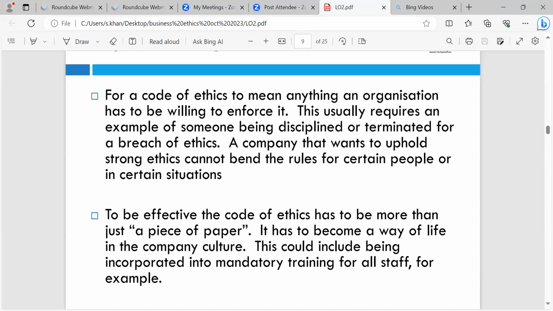Because the whole point of a code of ethics is looking at what your ethical views are, the way that the organization should be run. Not because it's a family member will you treat them any differently and bend the rules for them. To be effective, the code of ethics has to be more than just a piece of paper. It has to become a way of life in the company culture. And this could include being incorporated into mandatory training for all staff, for example.